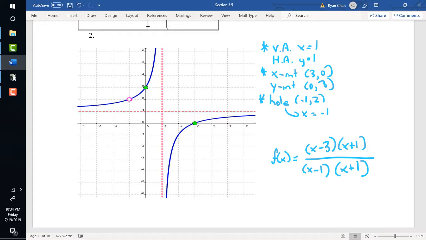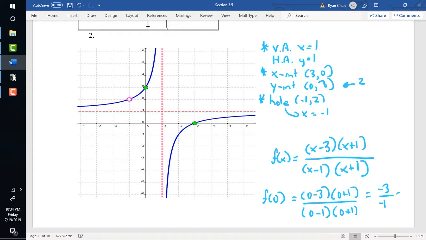Step 2 is you're going to look at your y-intercept. We want to see if it works, because if I plug in 0, I should get 3. If I do f of 0, I get (0 minus 3)(0 plus 1) over (0 minus 1)(0 plus 1). This is negative 3 over negative 1, which is 3. So that works. My y-intercept works.